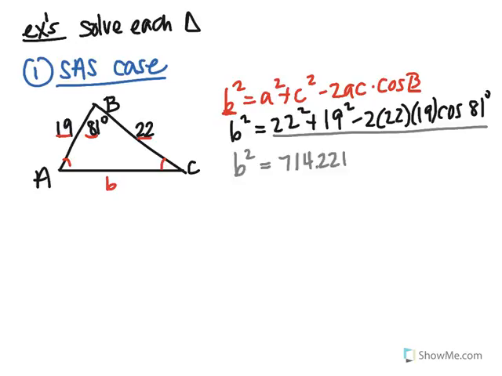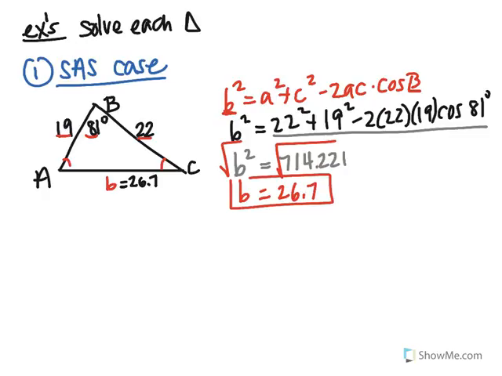When you type it in your calculator, you'll get 714.221. Now to get side b, you take the square root. So b should come out to be about 26.7 if you round to the nearest tenth. That's not degrees, that's just 26.7. It's a side length. Now that you have all of your sides, to solve for the two angles A and C, you can just use the law of sines.